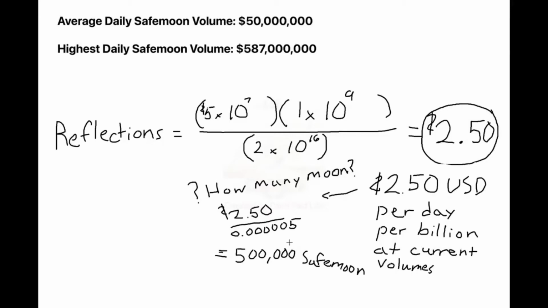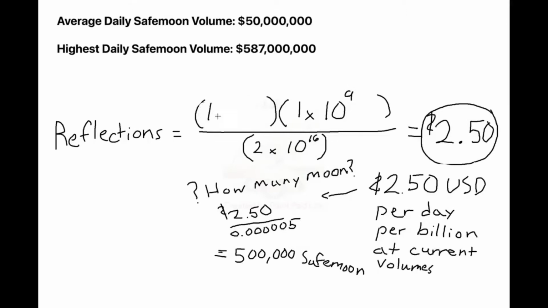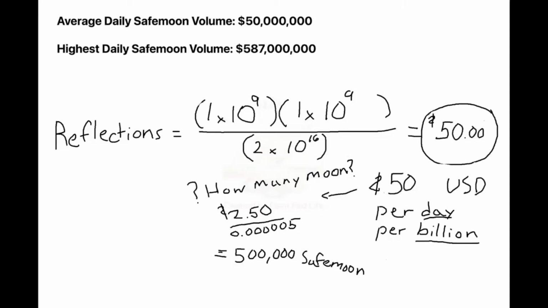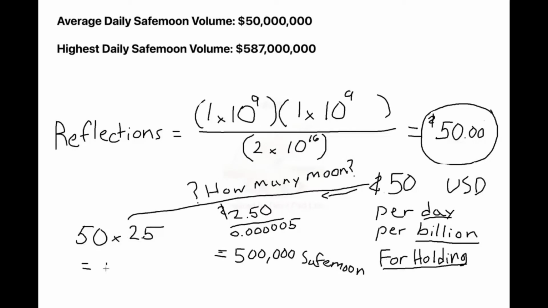Let's see how much money that is. So if we substitute in values, 1 billion for volume and 1 billion coins, we get 50 as our answer. $50 per day per billion coins that you own. Me sitting at 2.5 billion, that would net me $125 per day, or about $43,000 a year, just for holding Safemoon. And $1 billion in volume is kind of the floor, in my opinion, if all these things come to fruition that they're promising.